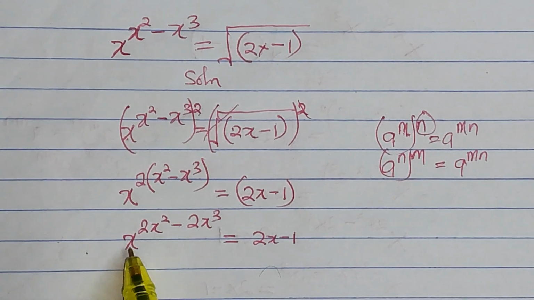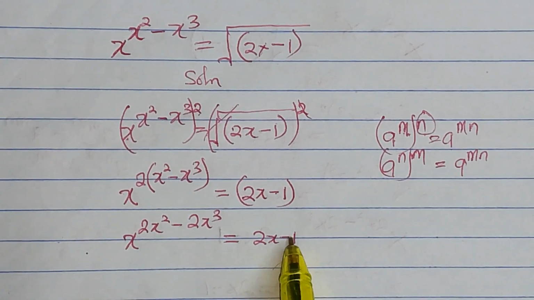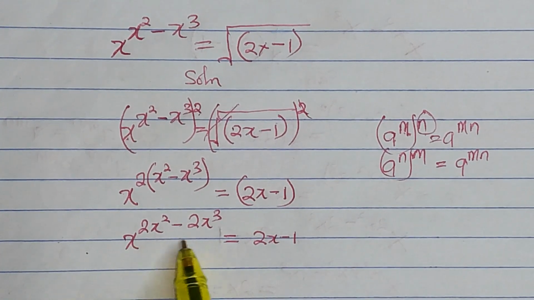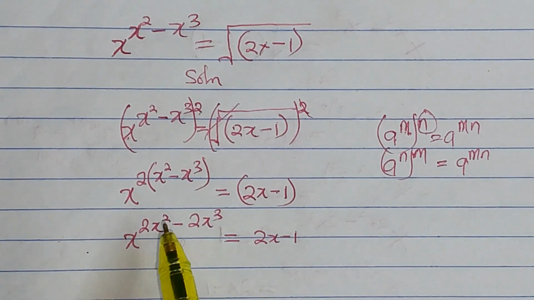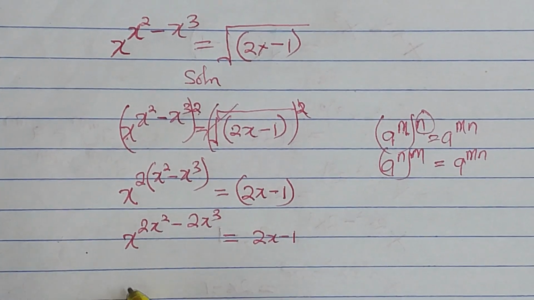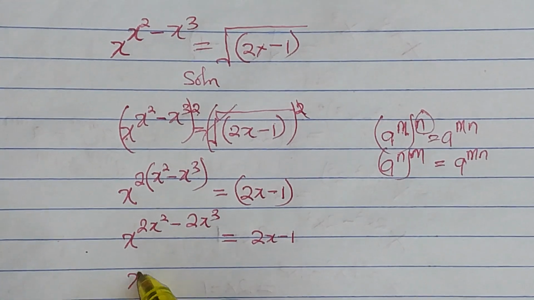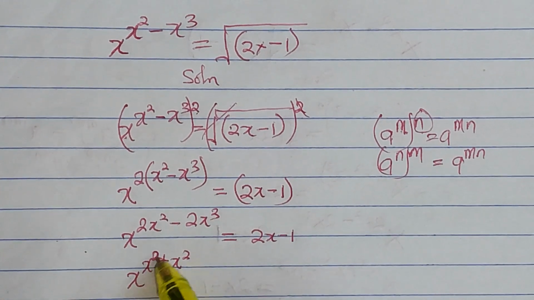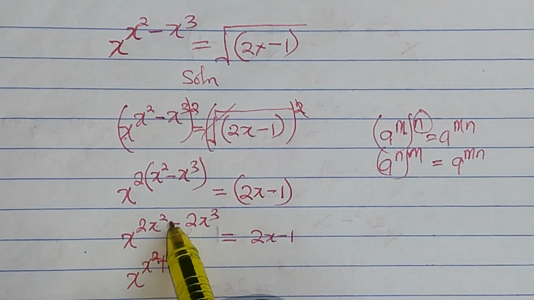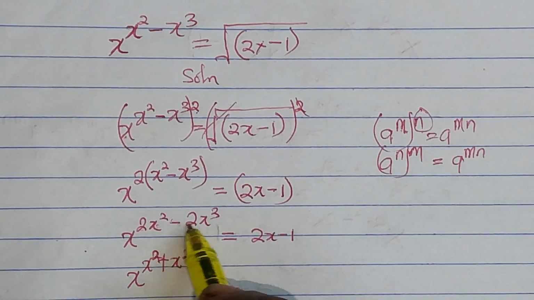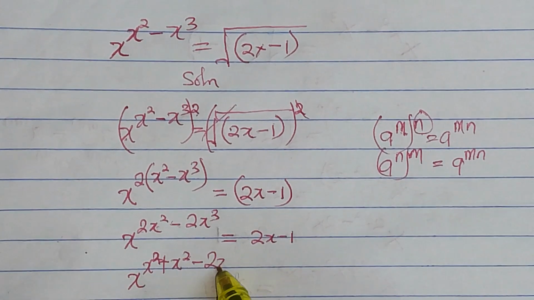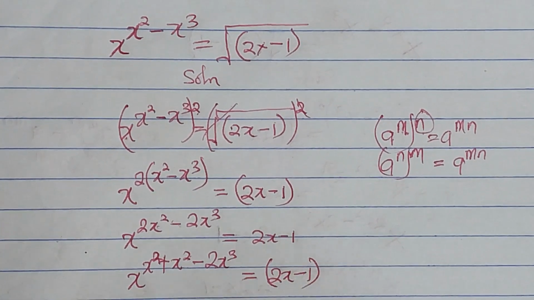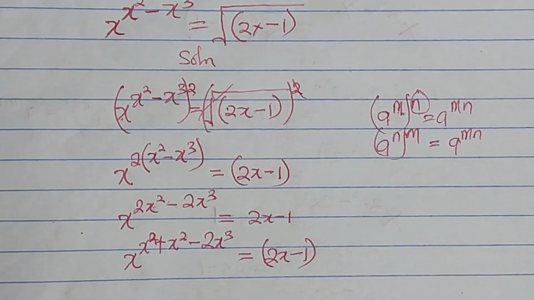We want the exponent of x here to be the same thing as 2x minus 1, which is the right hand side of this equation. So for us to do that, we have to simplify the exponent of x here. Simplifying the exponent of x there, we are now going to write it as x to the power of x squared plus x squared. Recall that x squared plus x squared equals 2x squared. So we have just split this and we write down the remaining thing, which is 2 minus 2x cubed, and this equals 2x minus 1.